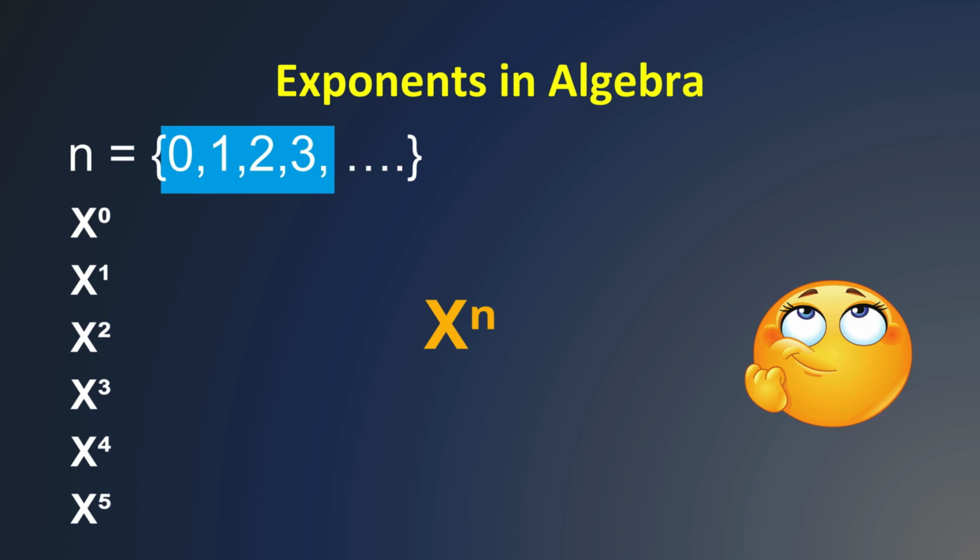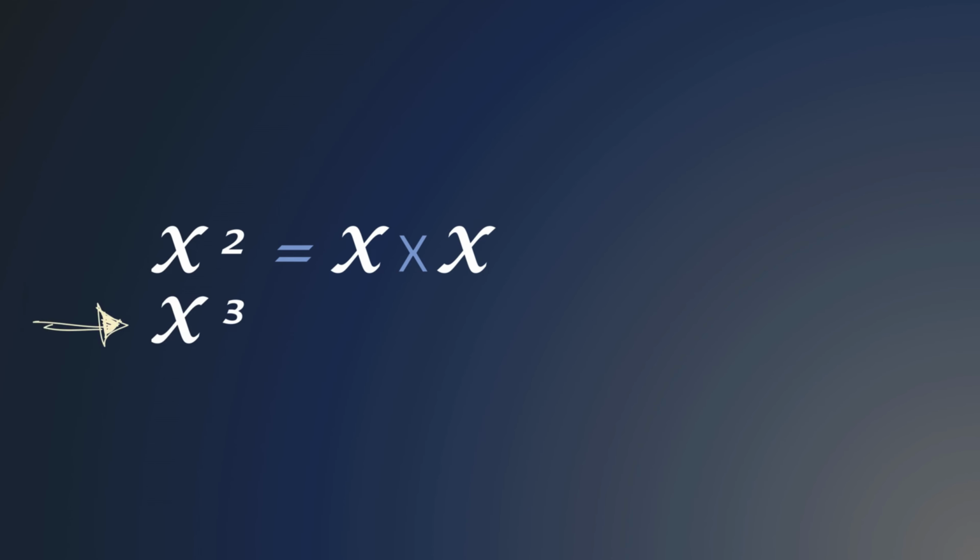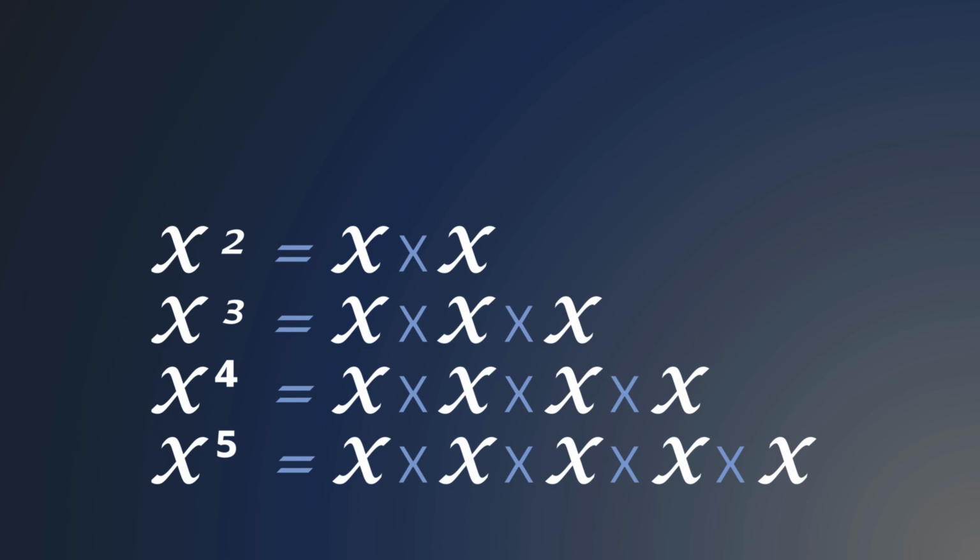So, what do these exponents mean? Let's start with something simple. When we say x squared, we're really just talking about multiplying x by itself, or in other words, x multiplied by x. Easy, right? Now, if we come across x to the power 3 or x cubed, that just means we're multiplying x 3 times, or x multiplied by x multiplied by x. And if we keep increasing the exponent, we just keep multiplying more x's together.